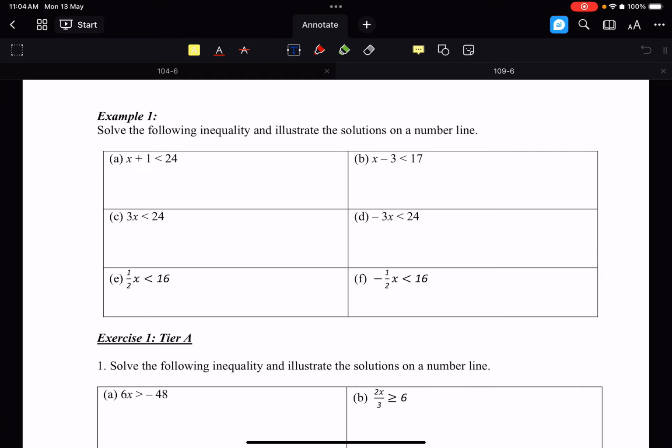Hello students. So now let's take a look at some examples. This time round we are looking at inequalities, right?